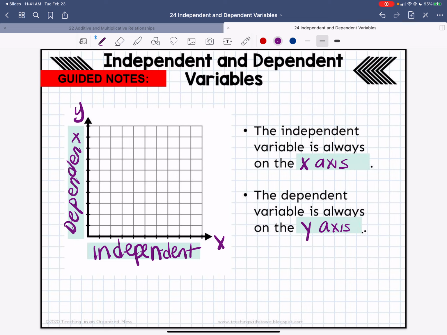Okay, every time. If you see a table, I'm going to go ahead and label it independent, dependent. The X is the independent. You can label it as I and then D, or you can say I-N-D or D-E-P. Any way you want, you can write that on there, okay?